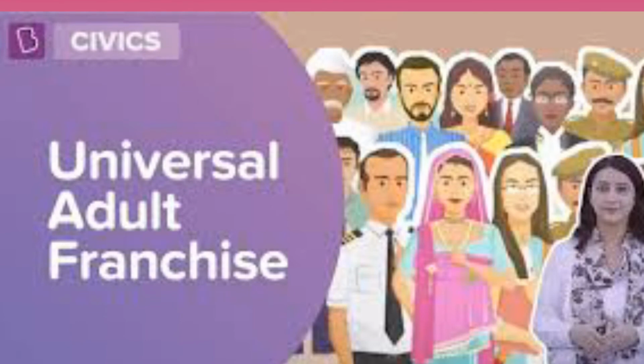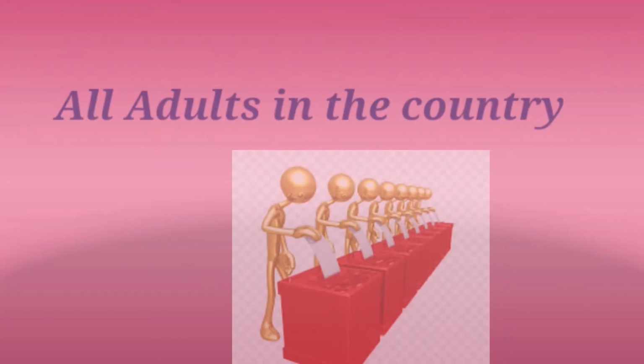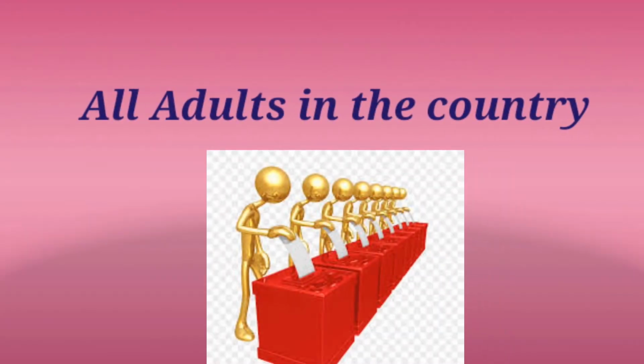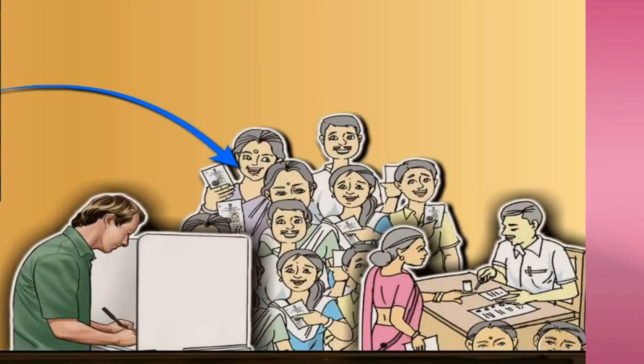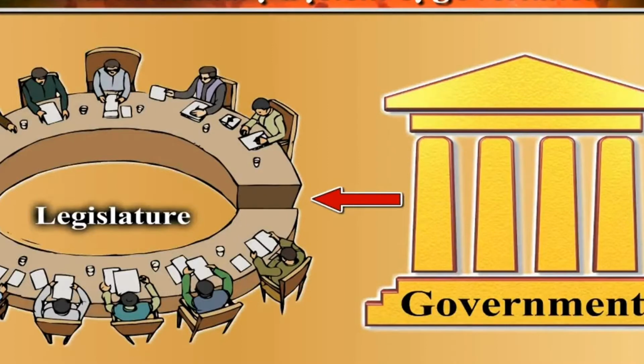Just to underline the words universal adult franchise, which means that all adults in the country have the right to vote. Thus we got our voting rights in the Indian constitution. Let's move to the next point. The next point is, how is the government formed?